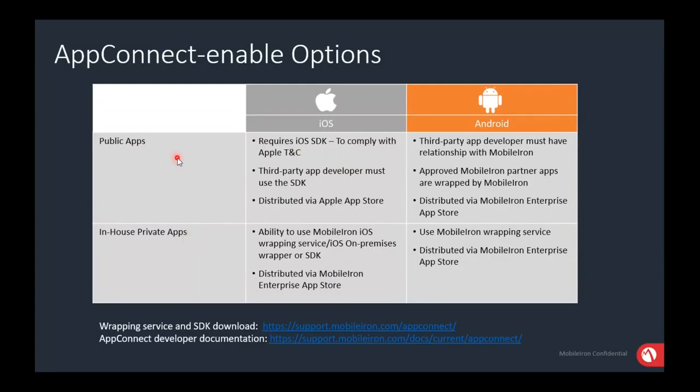Public apps, for example, Facebook, WhatsApp, LinkedIn, those are all public apps. We cannot enable App Connect on the publicly available apps. We can only enable App Connect on the in-house private apps. For example, if you have a public app like Microsoft Outlook, and you have an on-prem Exchange server, how you make that connection from the Outlook app to your backend server, that we'll see in the coming slides.